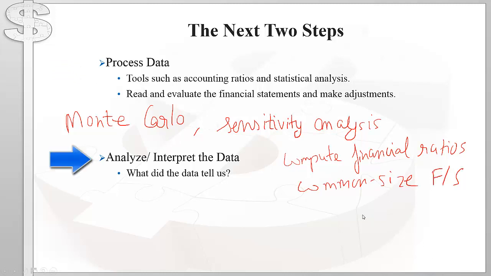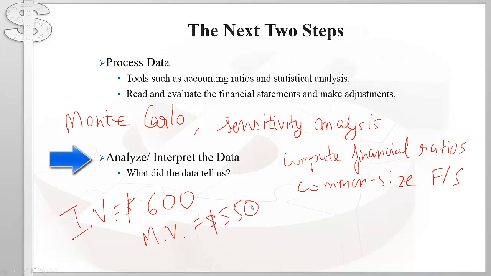The next step is to analyze the data. We have to understand our answer. What did the data tell us? For example, suppose that we were thinking of buying the stocks of Apple Corporation. And let's say our analysis suggests that the intrinsic value of Apple's stock is $600, and the current market value is $550. According to our analysis, the stocks of Apple are currently undervalued in the market.